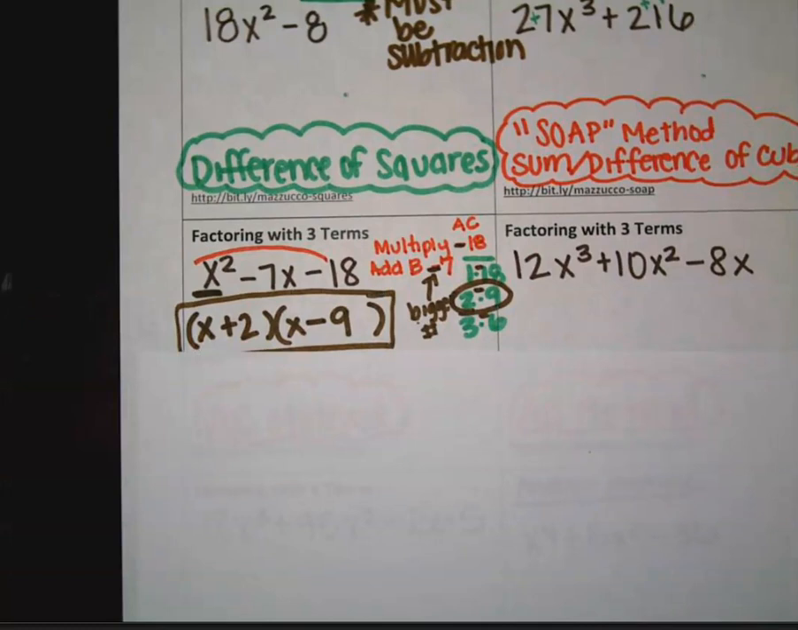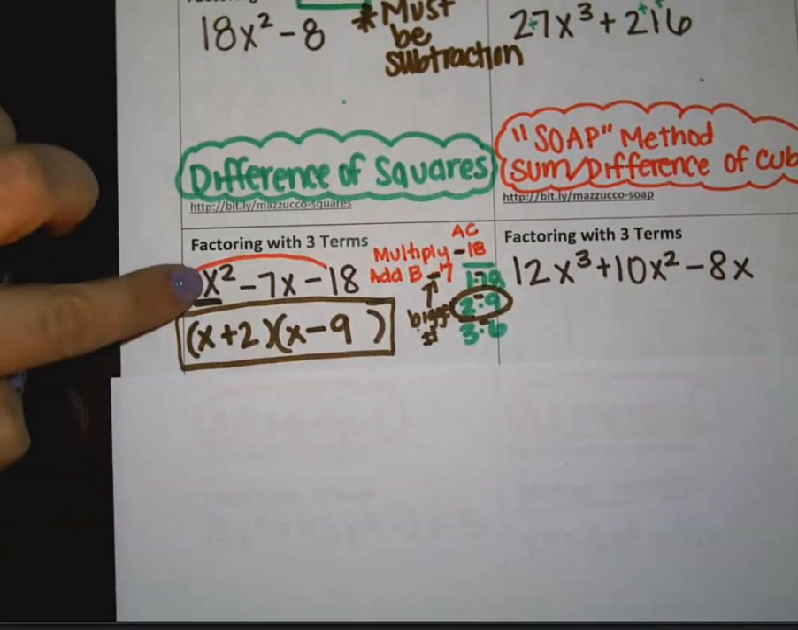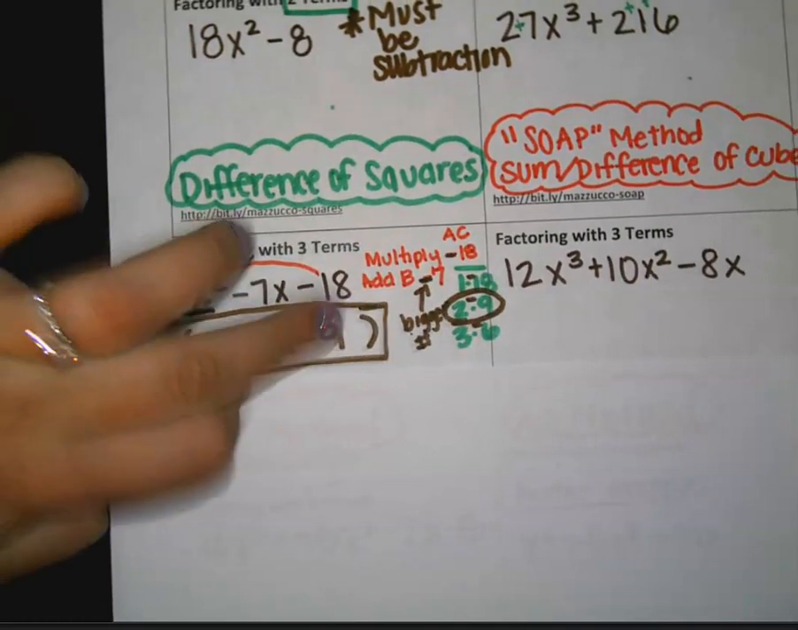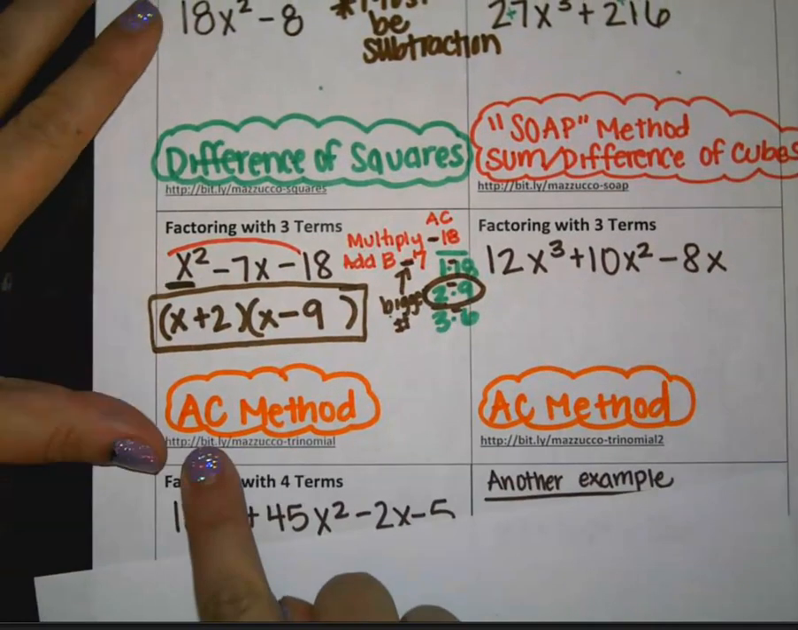Now, if I want to make sure I feel good, I should be able to multiply 1 times 1 and get this number here, which is 1. And then 2 times negative 9 should give me the last number there. Okay, so this is called the AC method.